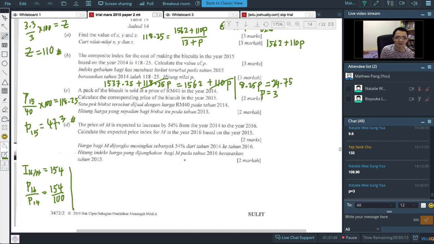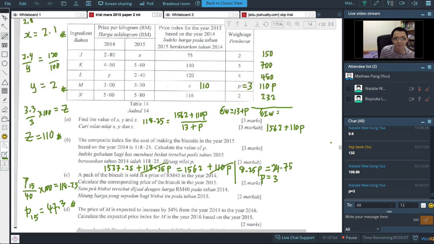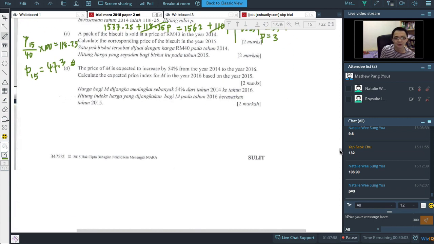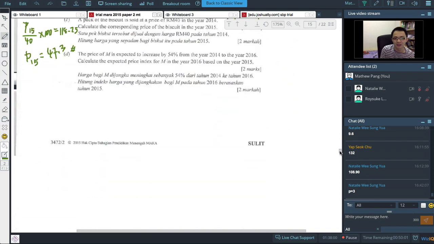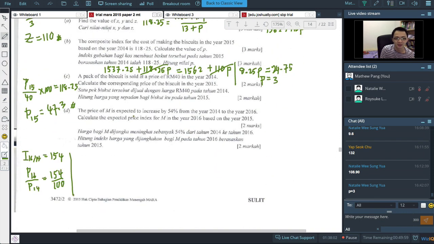And then I also have, this one is for M, right? What is the price index for M? M is 110, right? Yep. So that one is 2014 and 2015. So I know price for 15 over price for 14 equals 110 over 100. So the question basically asks me to find 16 and 15.